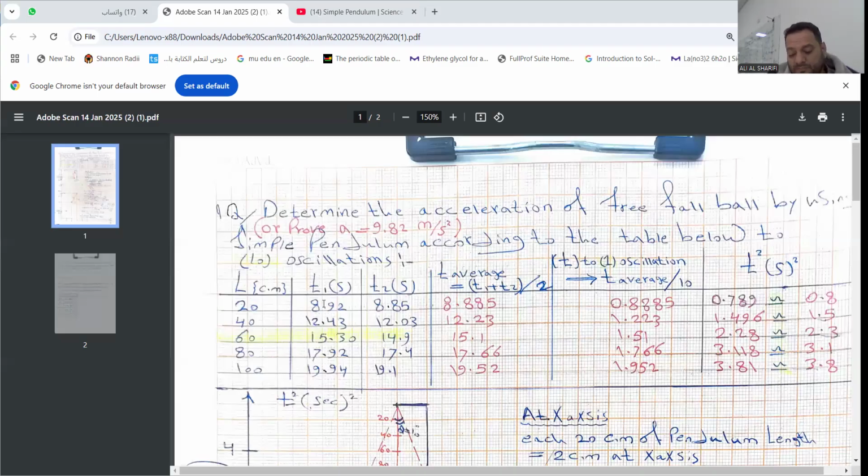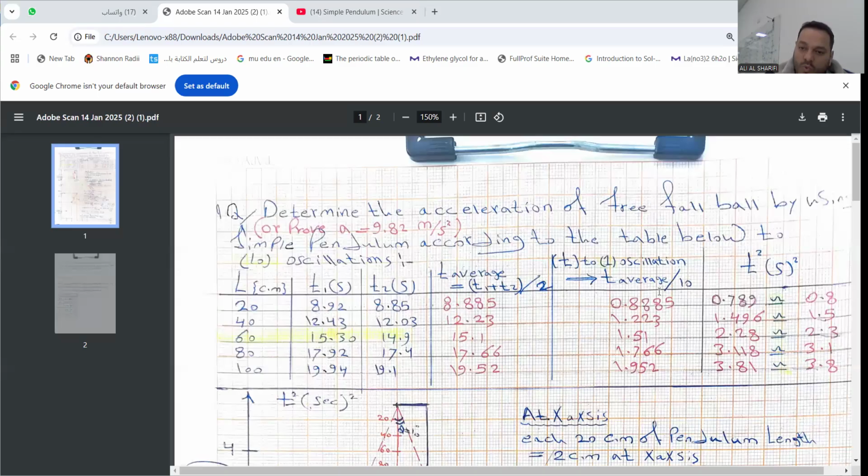Let me first take the T average from T1 and T2, adding them together and dividing by 2. I will have these numbers. After that, according to this number here, it's 10. That means these numbers, the first one and second one, are for 10 oscillations, but I need 1 oscillation. We will follow this way to make precision and accuracy in our result, okay?